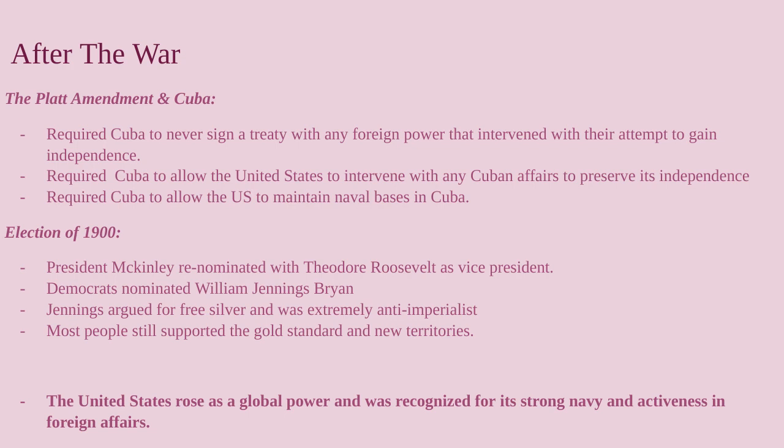Election of 1900. President McKinley was renominated with Theodore Roosevelt as vice president. The Democrats nominated William Jennings Bryan. Bryan argued for free silver and was extremely anti-imperialist. Most people still supported the gold standard and new territories. The United States rose as a global power and was recognized for its strong navy and activeness in foreign affairs.